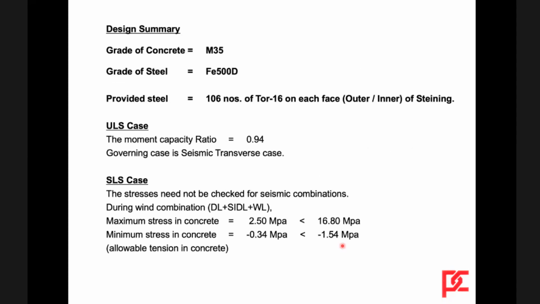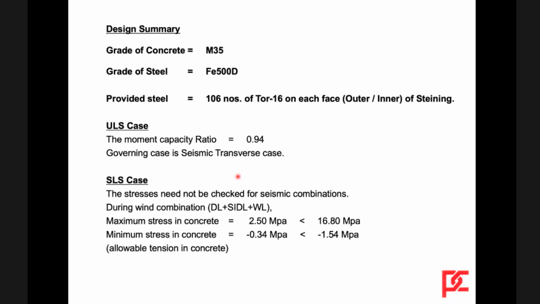Then for the steining, we have used a grade of M35, and steel is Fe 500D, and we have put 106 numbers of 16 mm bars on each face of the steining. So using the same, we get a capacity ratio of 0.95, 0.94 in the ULS, which is less than 1. The governing case is the seismic transverse case. Then we have checked SLS also.